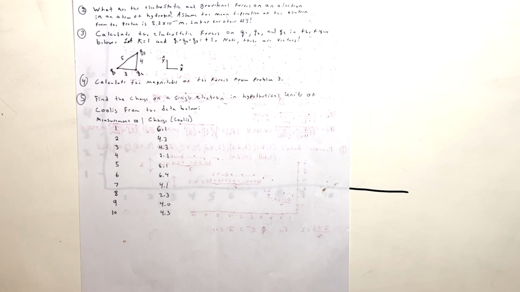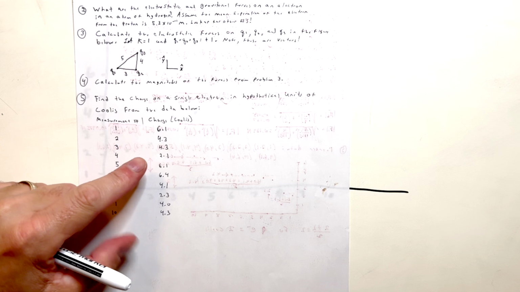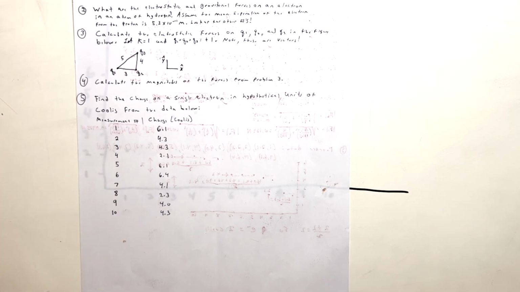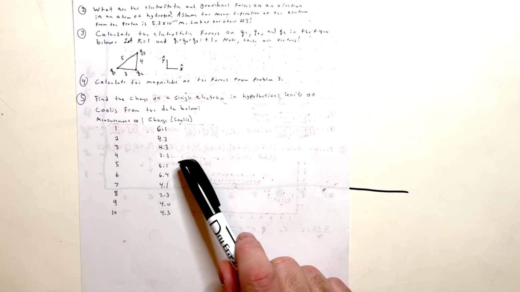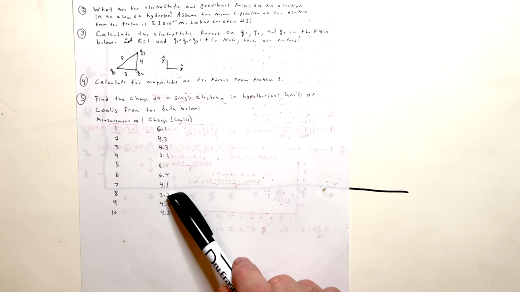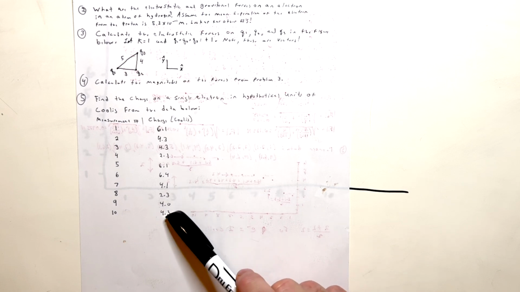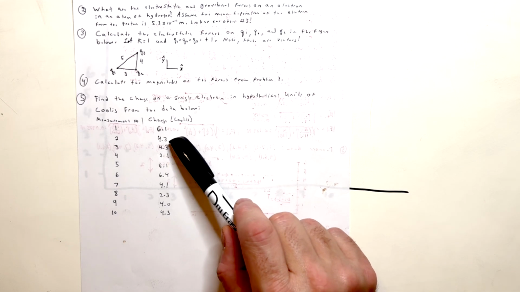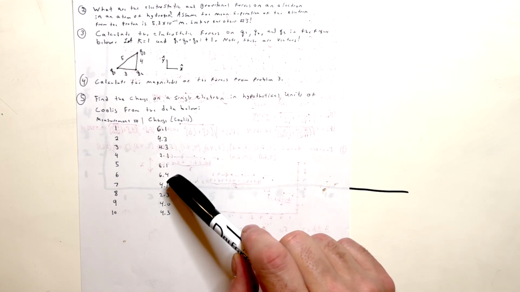Okay, the last problem, problem 5. Find the charge on a single electron in hypothetical units of coulombs from the data below. So it gives us measurement number and charge, and you see these values start at 6.1, then 4.3, and then 4.3, and then 2.1, then back up to 6.1. So the first thing we want to do is reorder these charges, starting with measurement 1 will be 2.1, then we'll have a 2.3. The next one is probably 4.0, then 4.1, then 4.3, another 4.3, another 4.3, then a 6.1, a 6.1, and a 6.4.